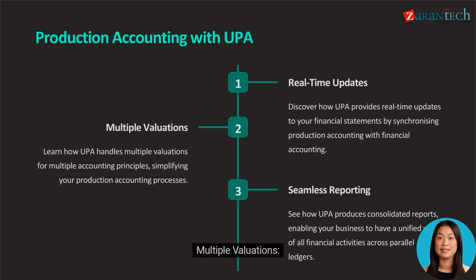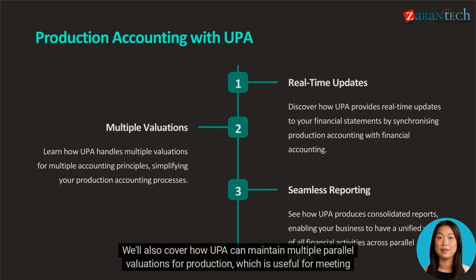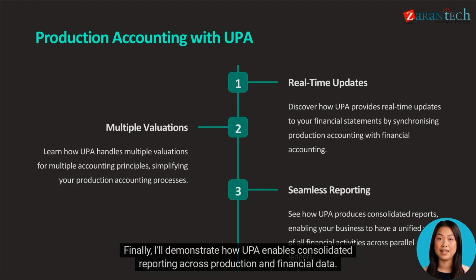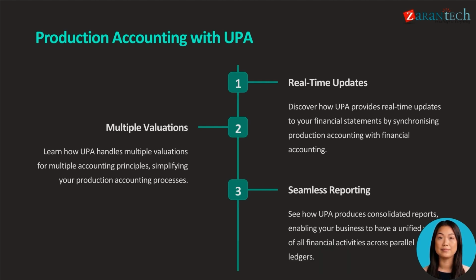Multiple valuations. We'll also cover how UPA can maintain multiple parallel valuations for production, which is useful for meeting different accounting standards. Seamless reporting. Finally, I'll demonstrate how UPA enables consolidated reporting across production and financial data. This gives you a unified view of all activities.